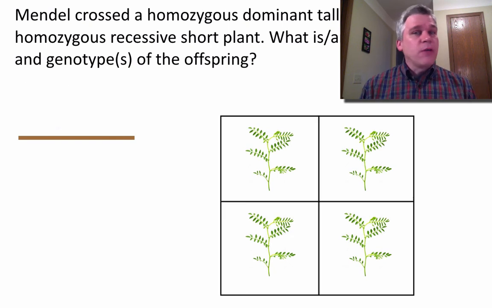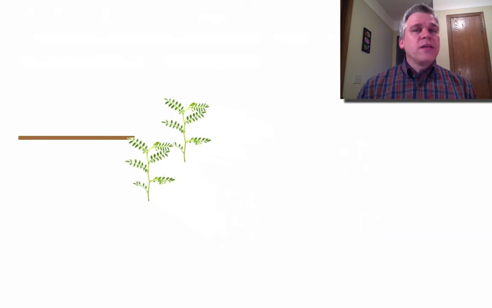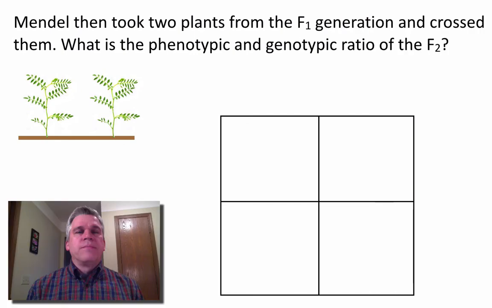When Mendel did this, thousands of plants were tall. So then he took two of these tall plants and crossed those together. Now these two tall plants are from the first generation, or the first filial generation, the F1. And now he was crossing them to find out what their phenotypic and genotypic ratio is. So let's do this cross.